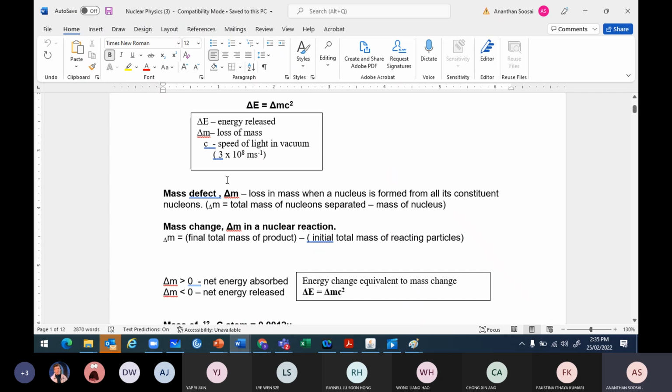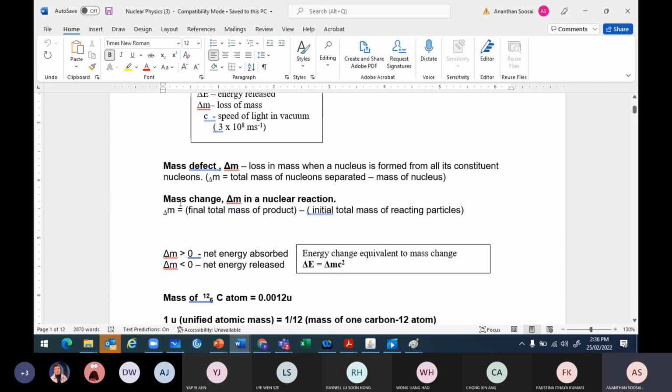We learned about mass defect. When the nucleus is formed, the total mass of the nucleons involved in the formation of the nucleus is found to be different from the mass of the nucleus. Normally, the mass of the nucleus is lesser. So, mass change.